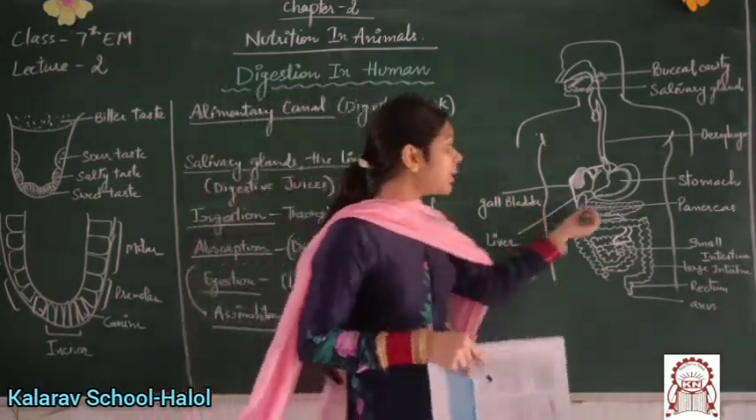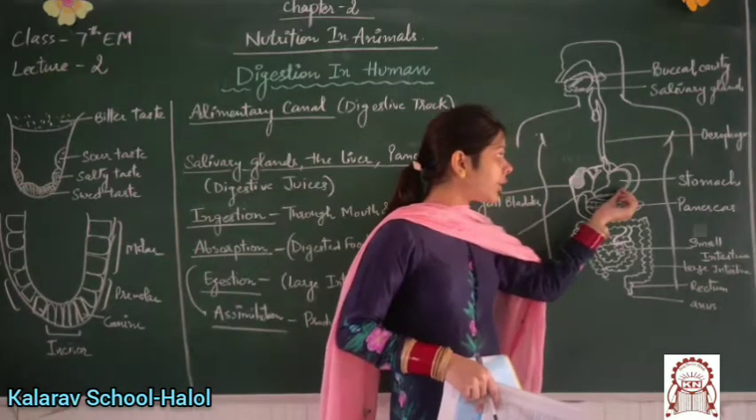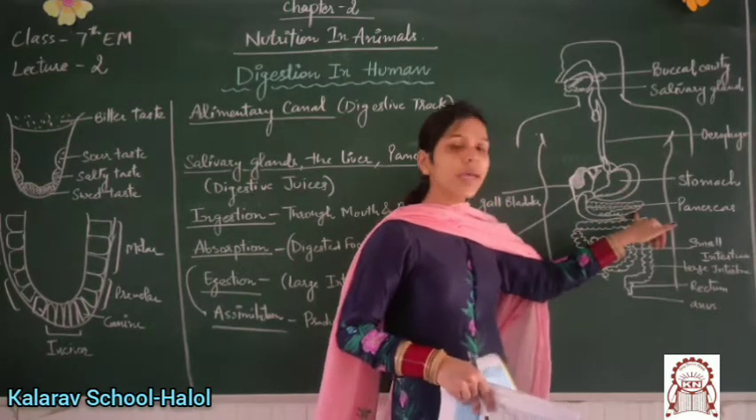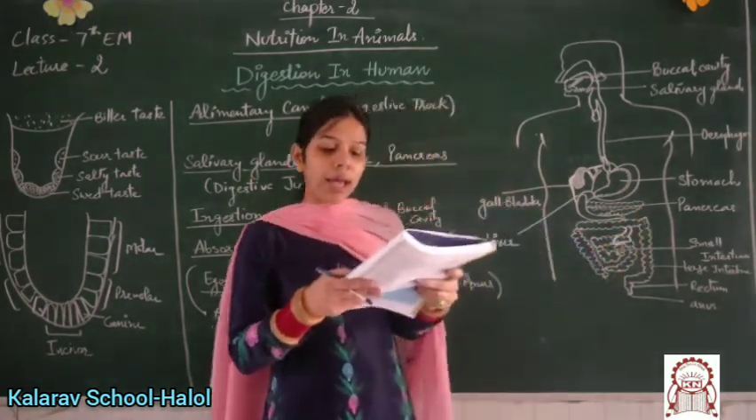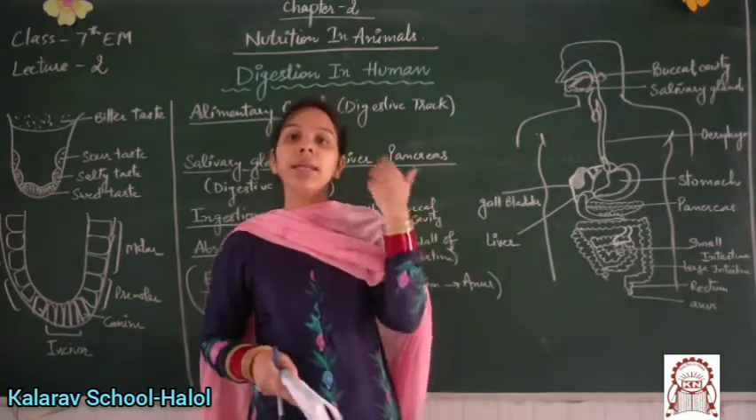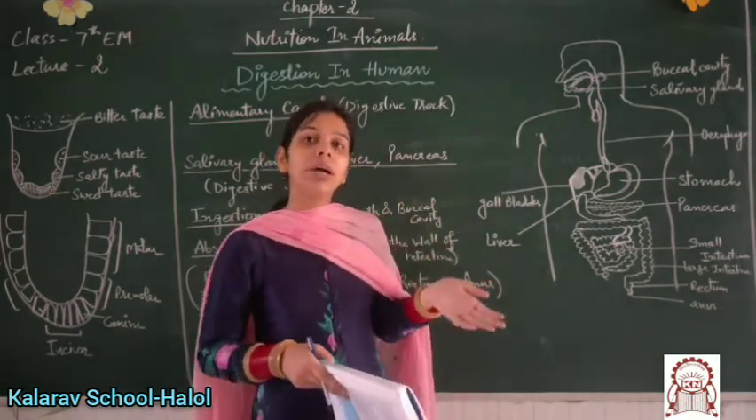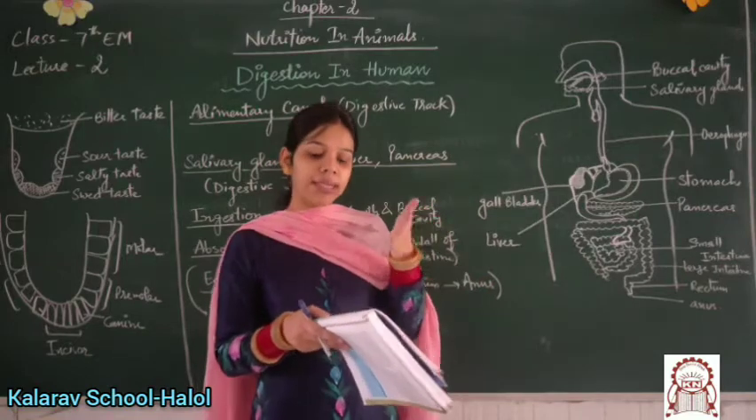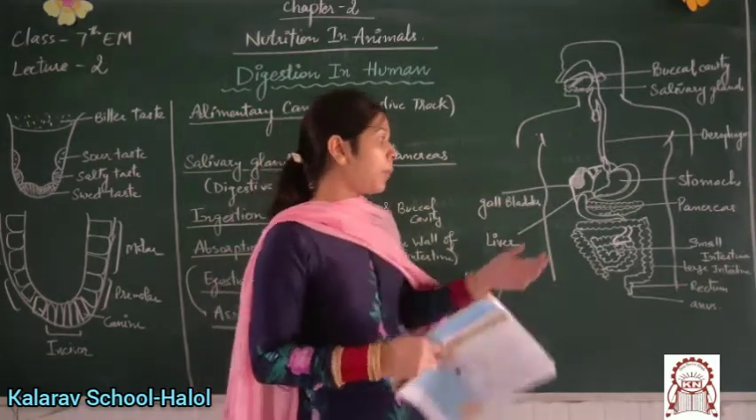Next, that is the pancreas. It is situated below the stomach. You can see here. The pancreas contains the pancreatic juice which converts carbohydrates, fats and proteins into simpler parts.